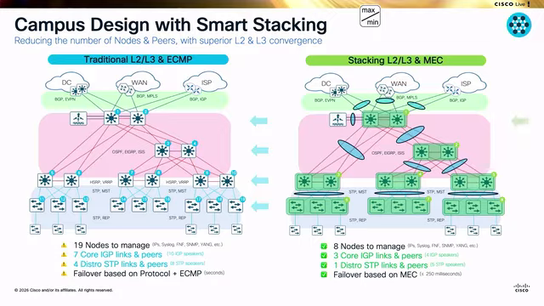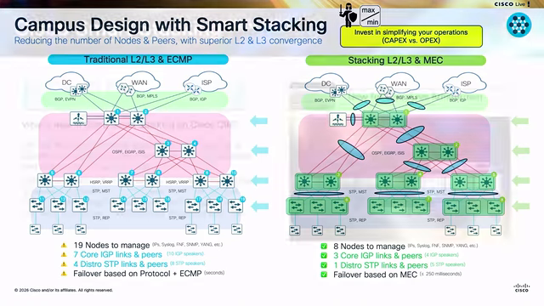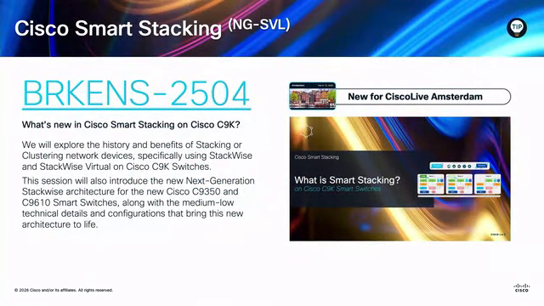Is it optimized? But then the exact same physical design, from a stacking perspective, I've cut that in half. I went from 19 nodes to 8 nodes, and the number of adjacencies went down significantly, and the failure is based on multi-chassis ether channel. Okay, so again, it's investing in capex versus investing in opex.